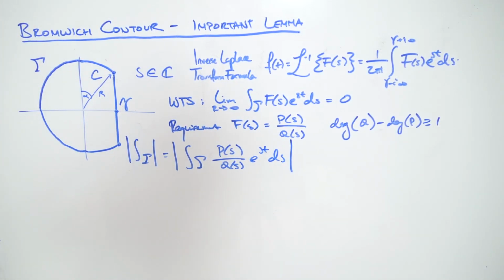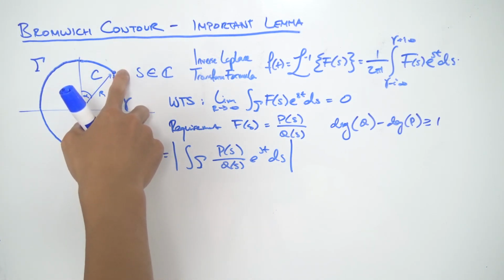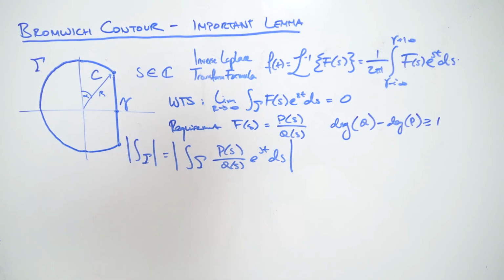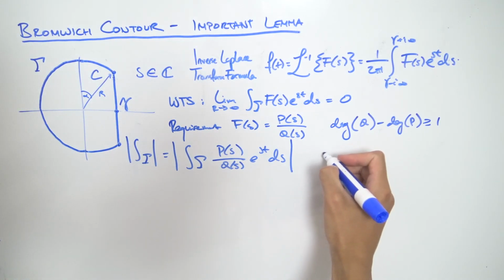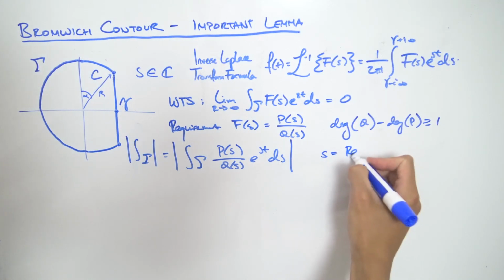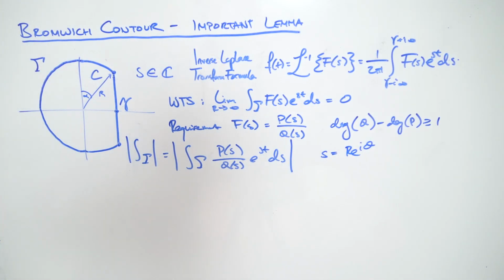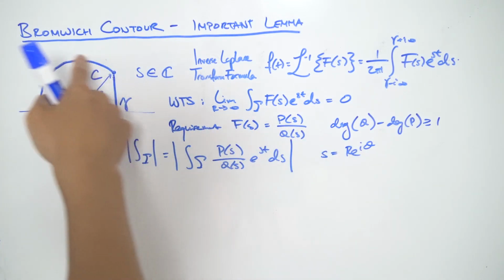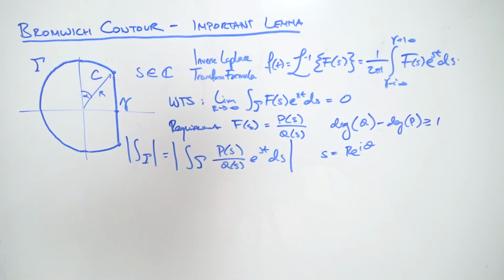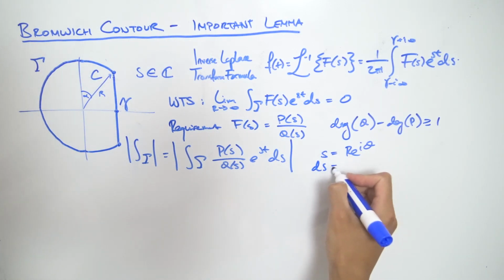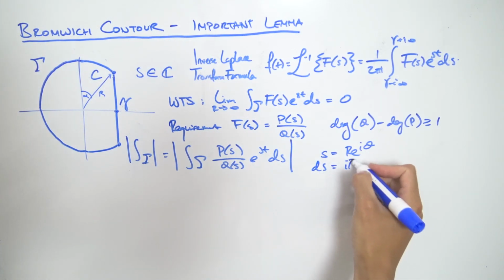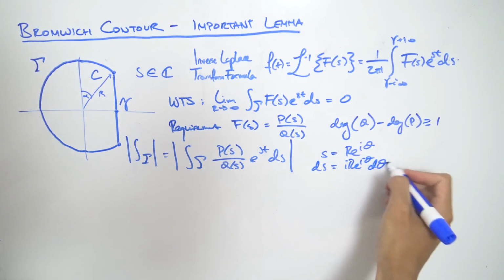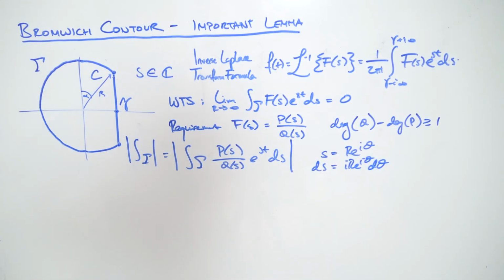Alright, and from here I want to start parameterizing things a little bit. Notice that the s's on this curve gamma are basically part of a circle. So we can rewrite s as r times e to the i theta, because it's on a circle of radius r, and this angle theta sweeps around this circle. And we can figure out what ds is equal to. That's equal to i times r e to the i theta d theta, just some chain rule there.